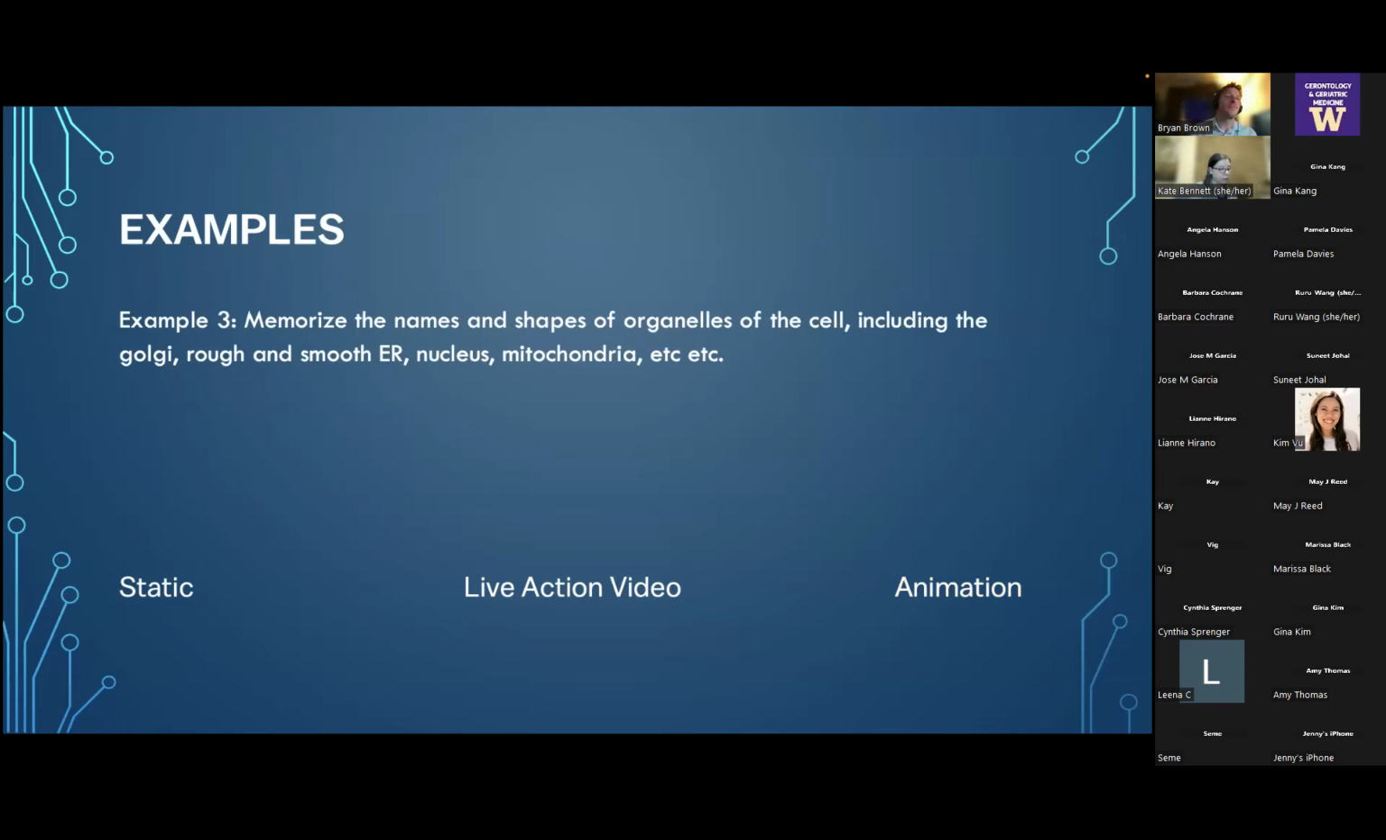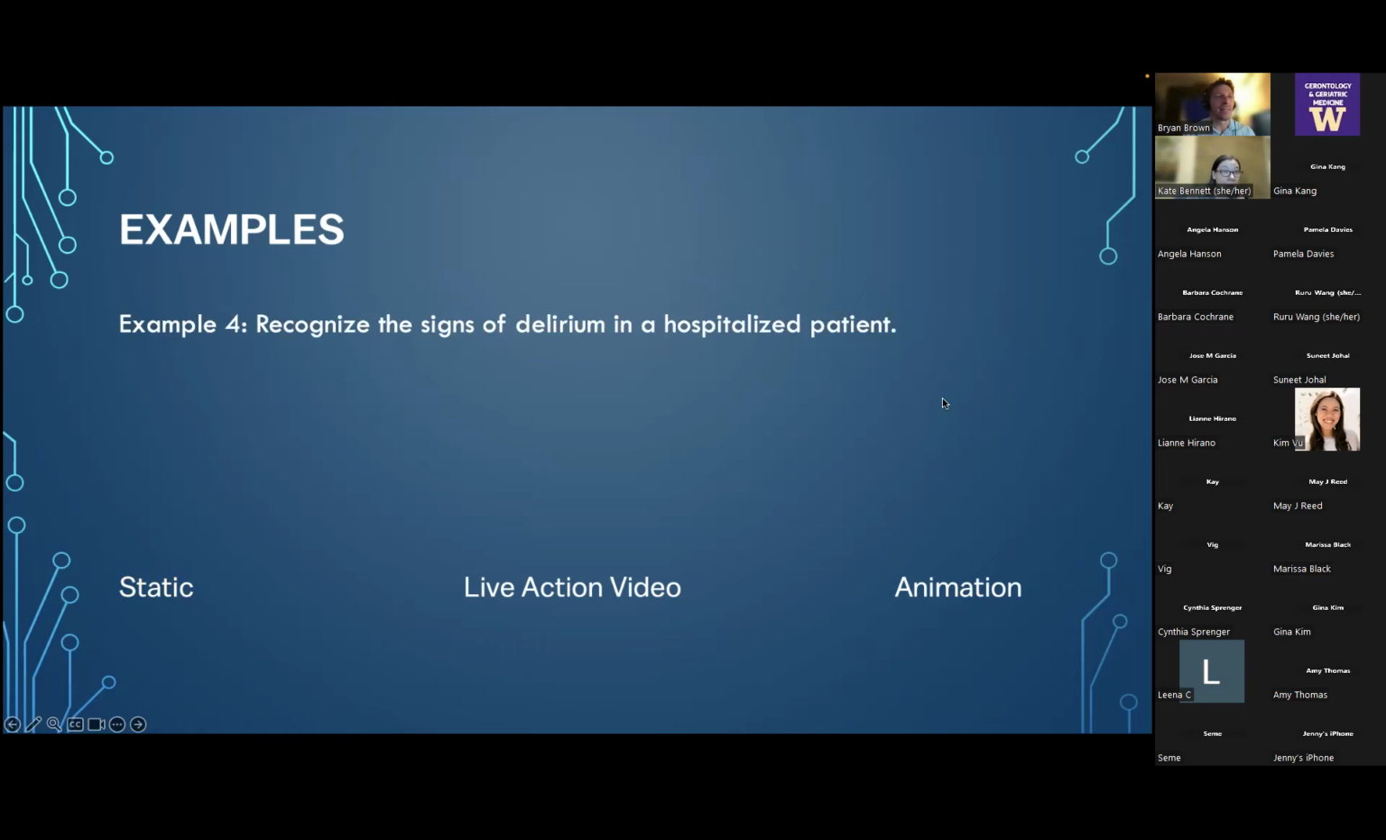Great. All right, what if you have to memorize the names and shapes of organelles of the cell, including Golgi, rough and smooth ER, nucleus, mitochondria, etc.? Yeah, static with colors. I like it. Yeah, you could animate it, but there's really no need. I mean, you could have a cool thing where you go like a roller coaster ride flying through the cell, but is that worth your time and budget compared to the static images? Questionable.